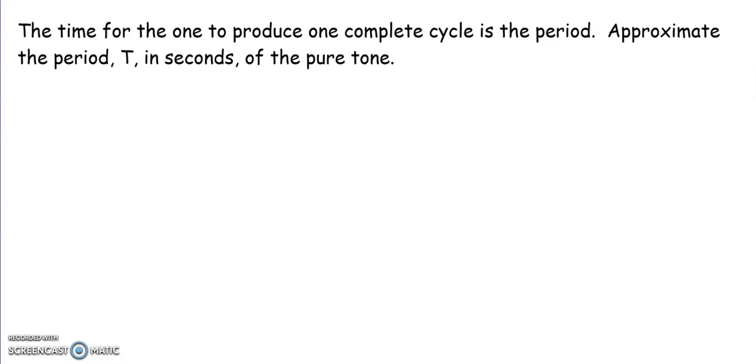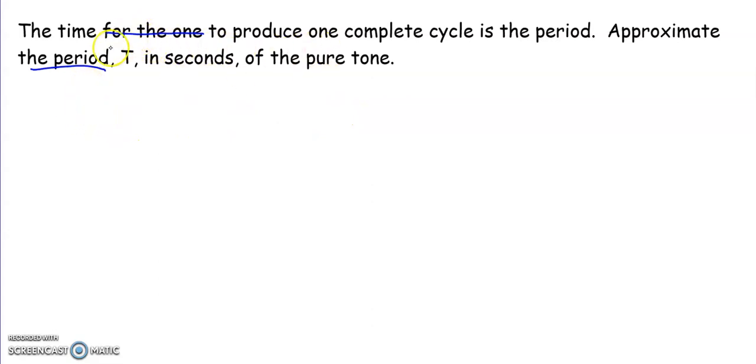Question B is asking something similar but a little different. The time to produce 1 complete cycle is the period. So approximate the period T in seconds of a pure tone. So they want us to find the period.